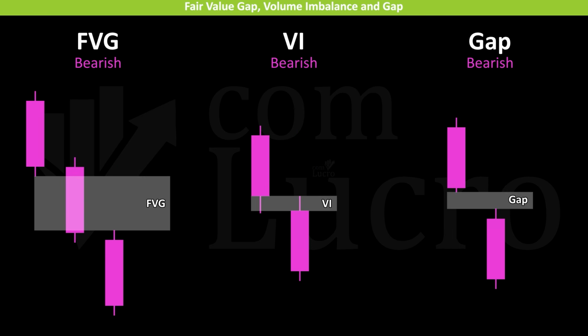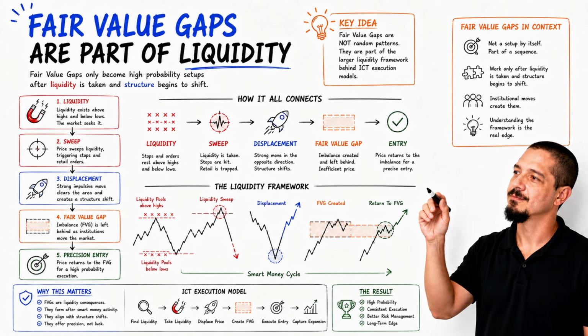Keep in mind that fair value gaps, volume imbalances, and gaps can often be used in a similar way when analyzing price behavior and potential reaction areas. Now that you understand how fair value gaps form, how price reacts to them, and how they can even invert, you can begin to see that they are not random patterns. They are part of a much larger liquidity framework used throughout many ICT models.